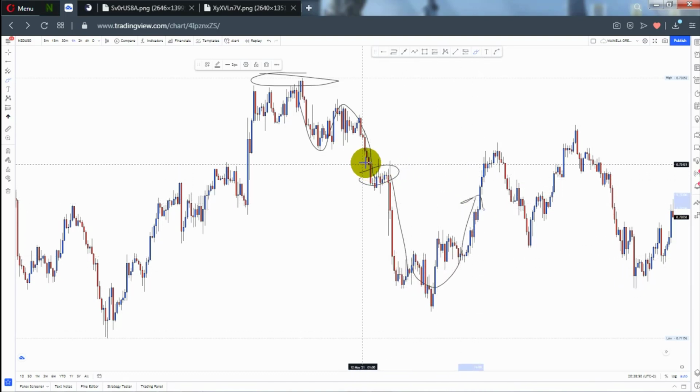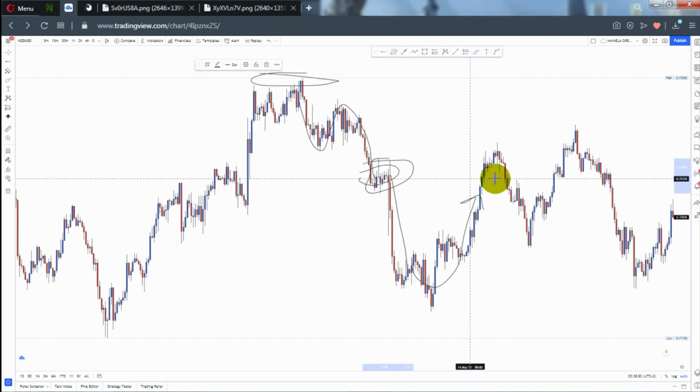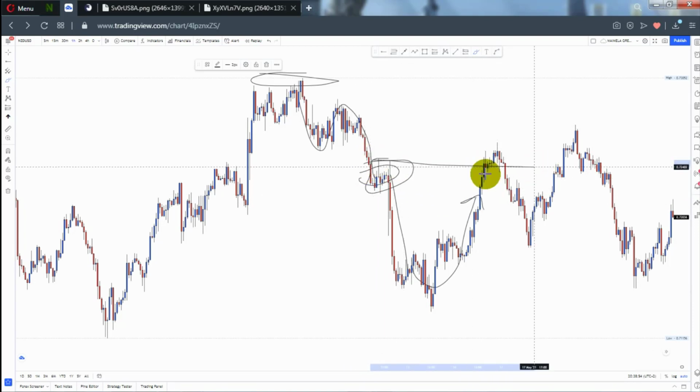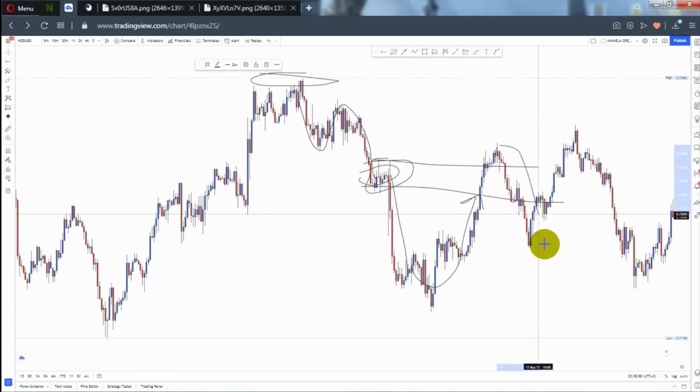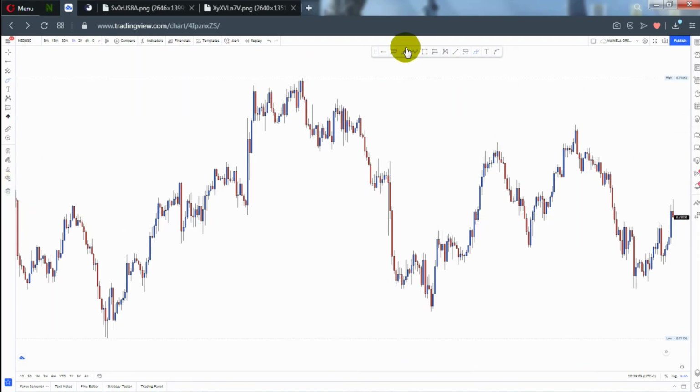But you can see that they didn't respect this base here. It was broken. So if you were looking for a reversal here, you can see that it was broken above, then a retest, then another reversal point. So for us, we will wait for them to do what? We'll mark this level here.